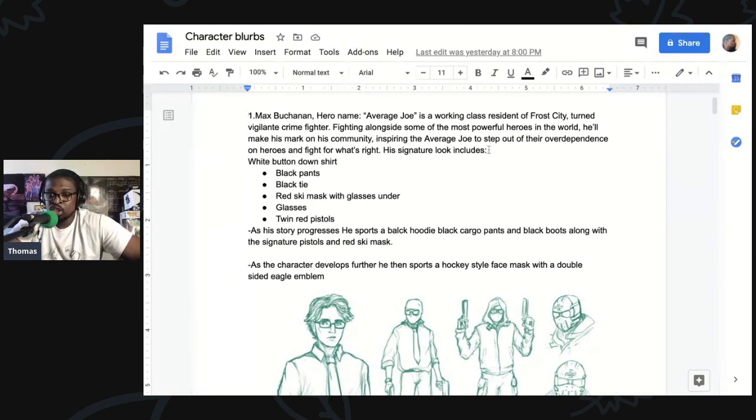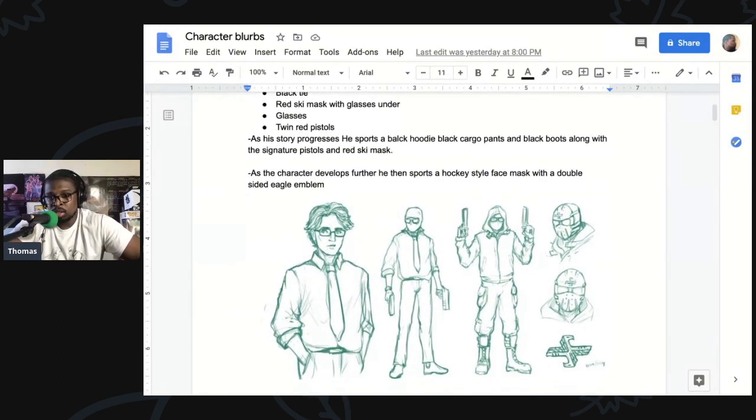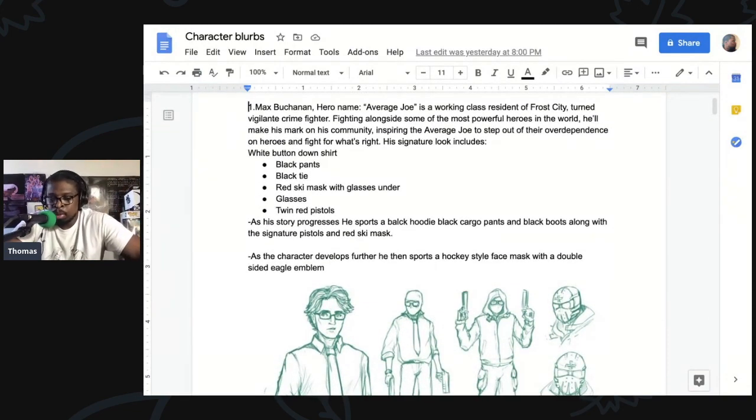And then I said his signature look includes a white button down shirt, black pants, black tie, red ski mask with glasses under, and twin red pistols, and I talk about his design, his costume. I said that his story progresses. He sports a black hoodie and cargo pants along with his signature pistols and red ski mask. So he actually progresses, and then he further progresses and has this hockey mask and things like that. I had it planned out prior, but it started just like we're starting right now with our stories. It started off with a bunch of rough ideas, and I took those ideas and developed them further.